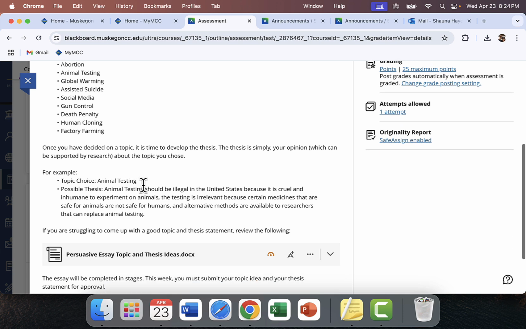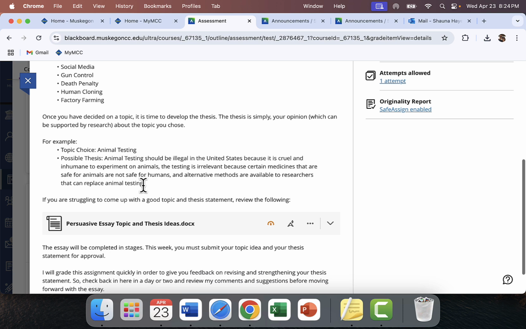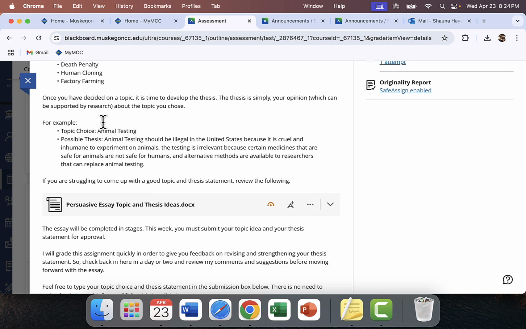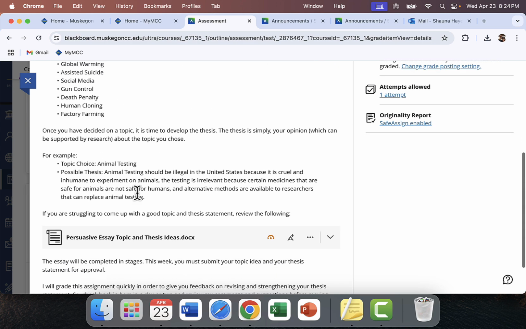Okay, so after you decide on a topic, then you develop a thesis statement, right? So the thesis in a persuasive essay is simply your opinion, which can be supported by research, right? So you have to make sure that you can support it. So the topic here, you'll notice animal testing is one you cannot choose. I do a lot of examples about animal testing.